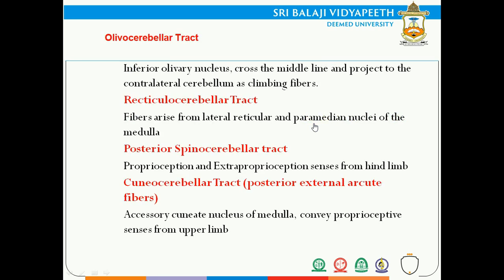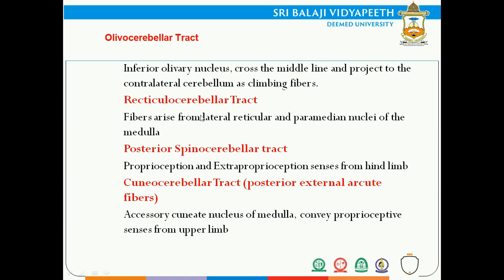And the next is the olivocerebellar tract. The fibers from the inferior olivary nucleus cross the midline and project into the contralateral cerebellum as climbing fibers. Mainly it is a fiber that comes from the inferior olivary nucleus. It crosses the midline, they cross each other, and project to the contralateral cerebellum as climbing fibers.